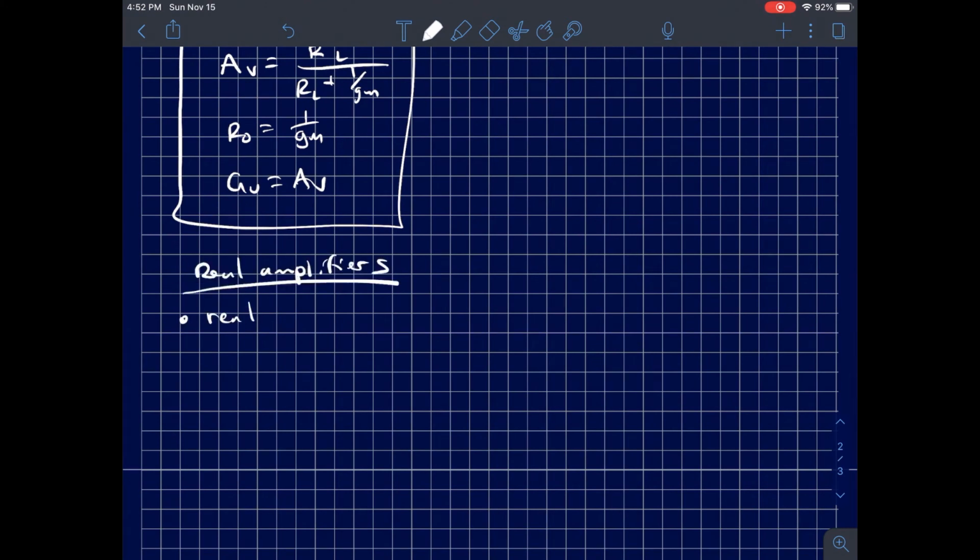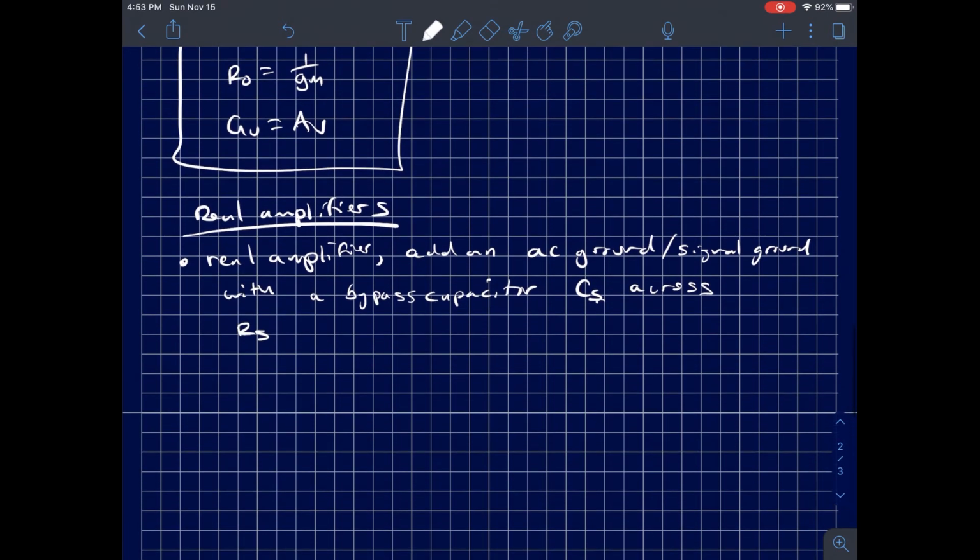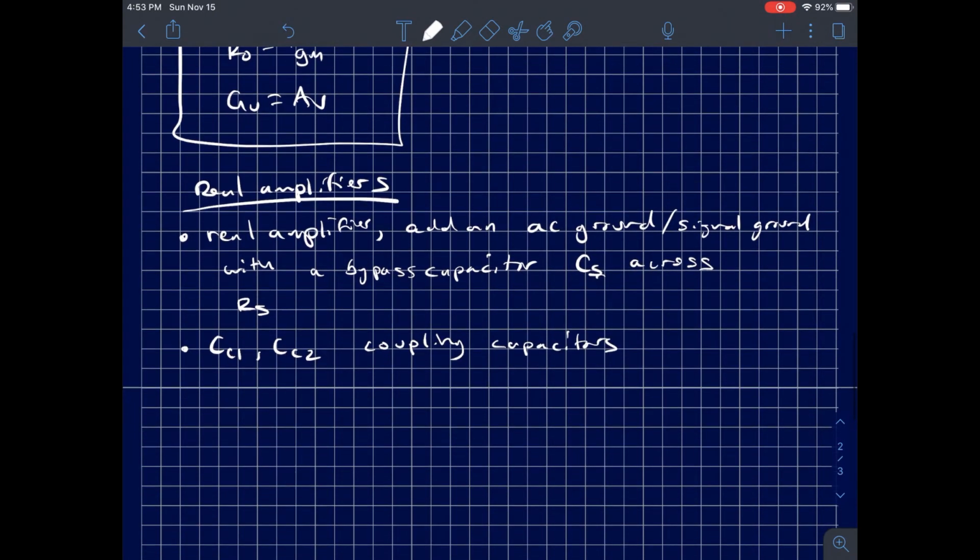In a real amplifier, we add an AC ground. This is a signal ground with a bypass capacitor, CS, across any source resistance that I have, RS. I also will include CC1 and CC2 as coupling capacitors. The reason that those are there is to block the DC signal, the biasing that happens inside of my bias circuit at the input and output. That's the purpose of those.